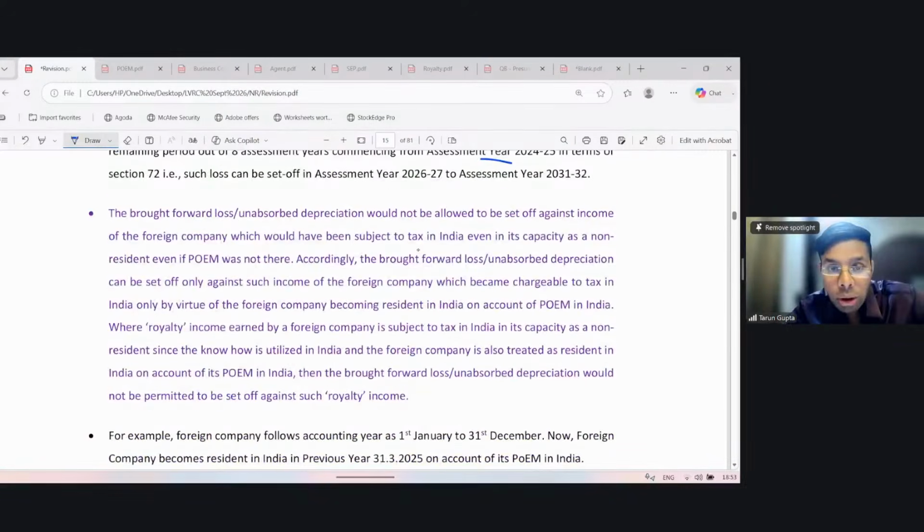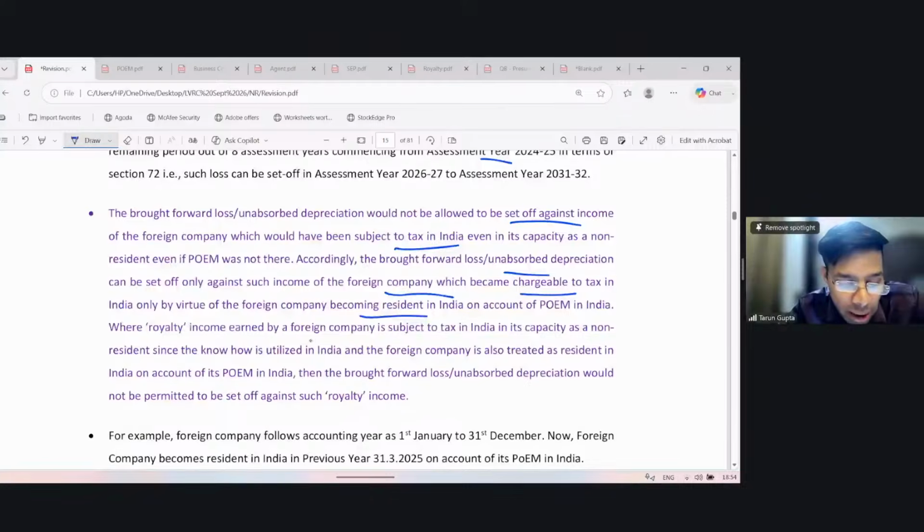The brought forward loss and unabsorbed depreciation will not be allowed to be set off against income of the foreign company which would have been subject to tax in India even in its capacity as a non-resident, even if POEM was not there. So if the foreign company was taxable in India even as a non-resident, then any past losses shall not be set off against such income. Accordingly, the brought forward loss or unabsorbed depreciation can be set off only against the income of the foreign company which became chargeable to tax in India only by virtue of the foreign company becoming resident in India on account of its POEM.